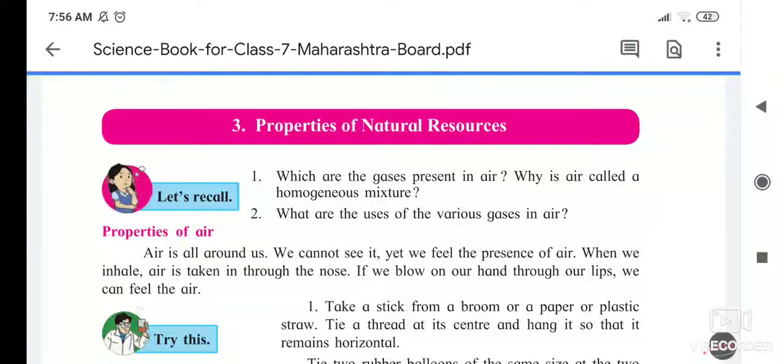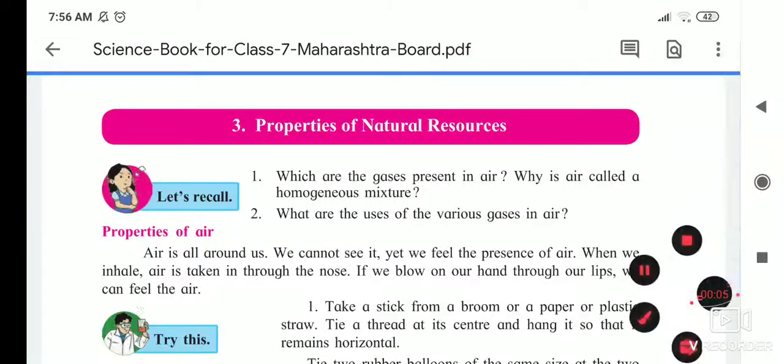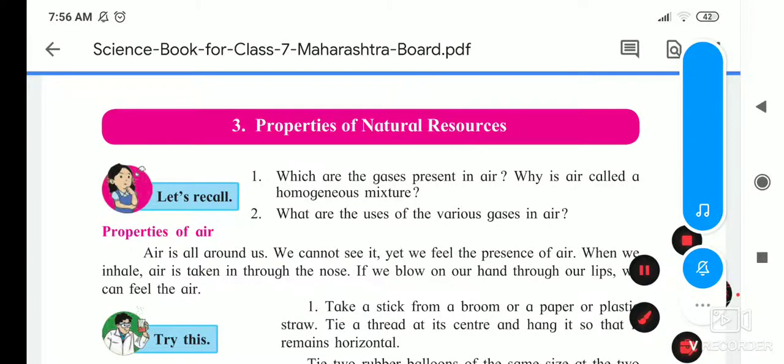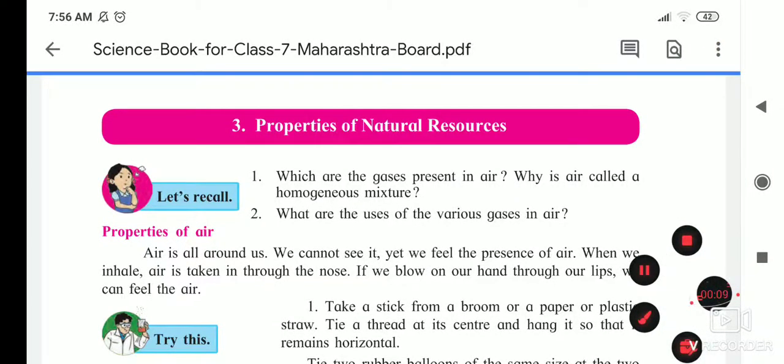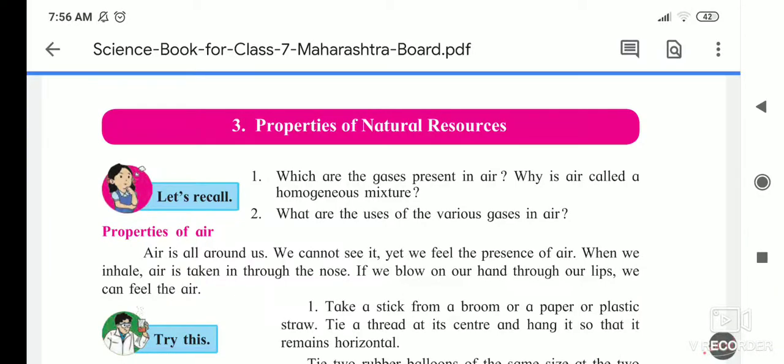Hello children, today we will start the third lesson, properties of natural resources. Which are the natural resources? I think you all know: air, water, soil, plants and animals. These are the natural resources.